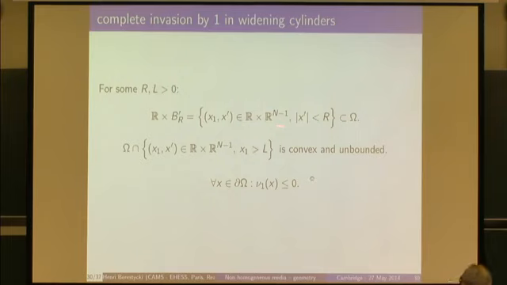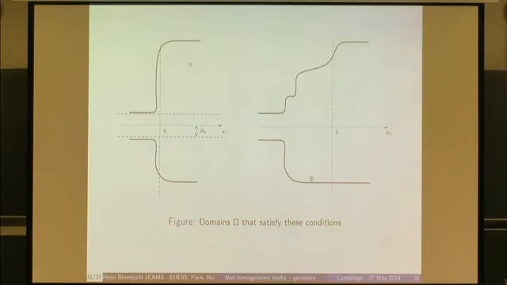And let's assume that past a certain point, the part of the domain which is contained in x1 bigger than L is convex and unbounded. And let's assume that everywhere nu1 is less than or equal to 0. Okay? Sorry, it's greater than or equal to 0. Nu1 is greater than or equal to 0. There's a mistake here.